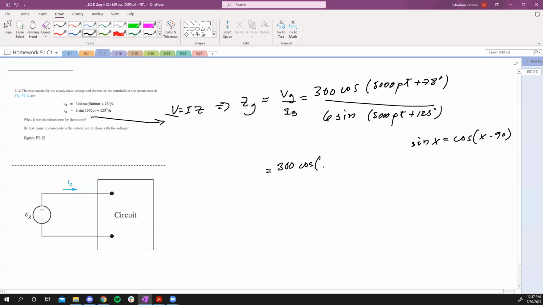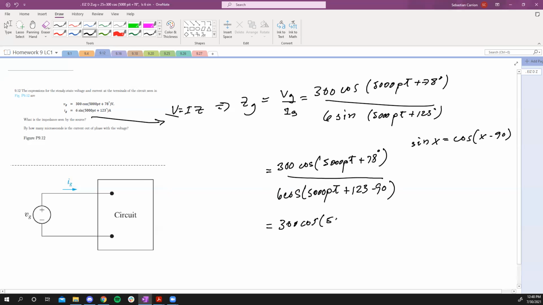300 cosine(5,000πt plus 78 degrees), and we go 6 cosine of (5,000πt plus 123 minus 90), which would be 300 cosine(5,000πt plus 78) over 6 cosine(5,000πt plus 33 degrees).